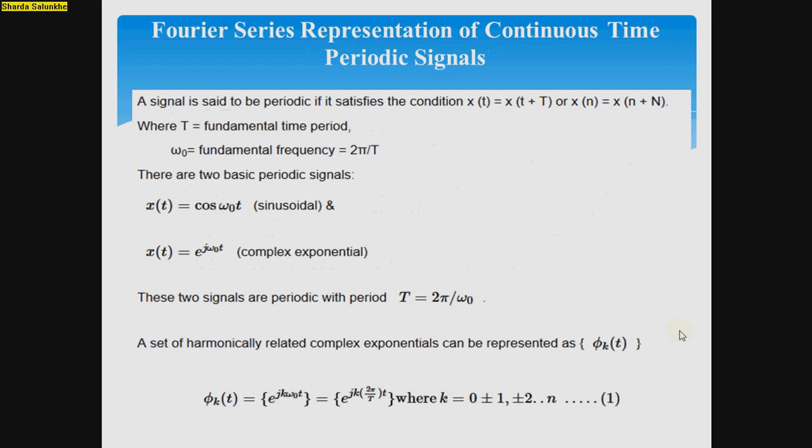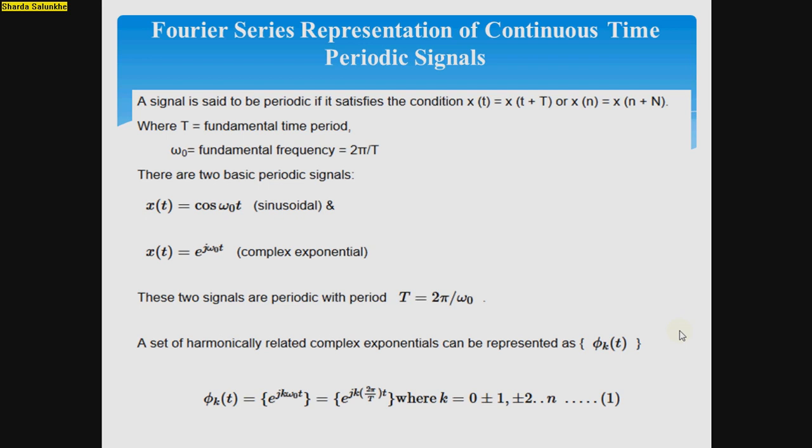Fourier series representation of continuous time periodic signals. A periodic signal is a signal that repeats itself after some interval. Suppose the signal is x of t equal to x of t plus T. So after some interval the same signal will repeat itself. T is the fundamental time period and omega is the fundamental frequency, which is 2 pi by T.